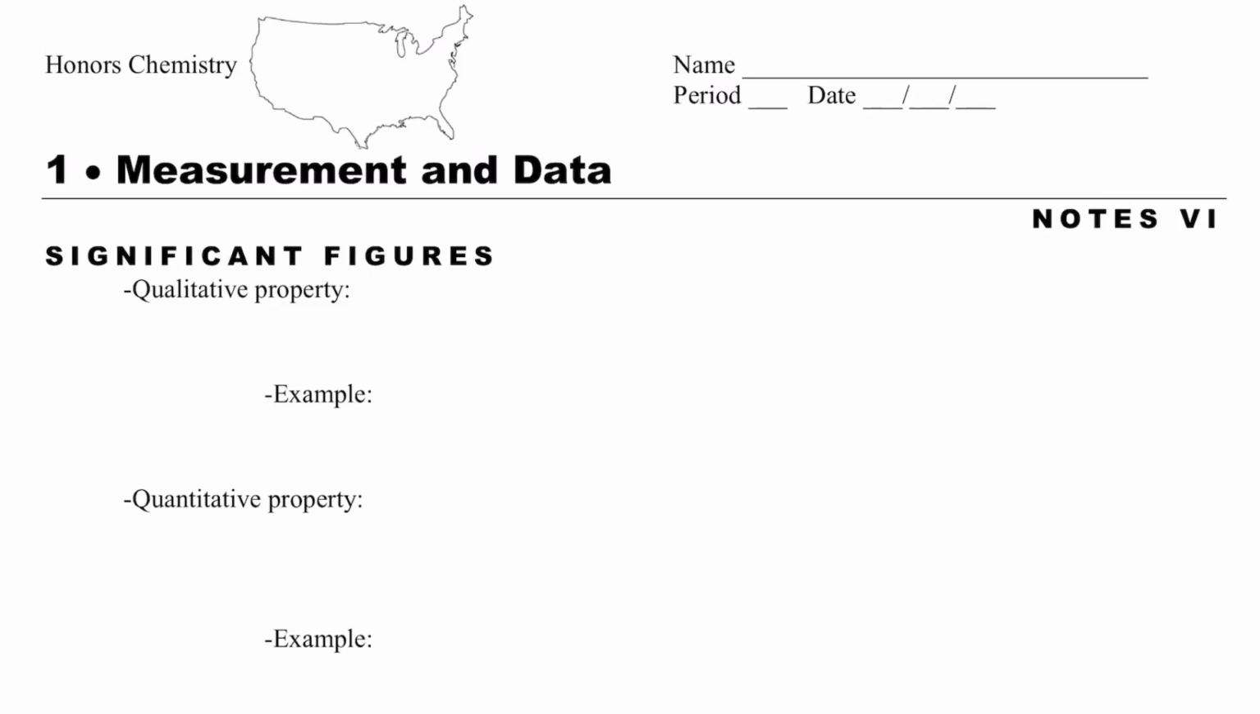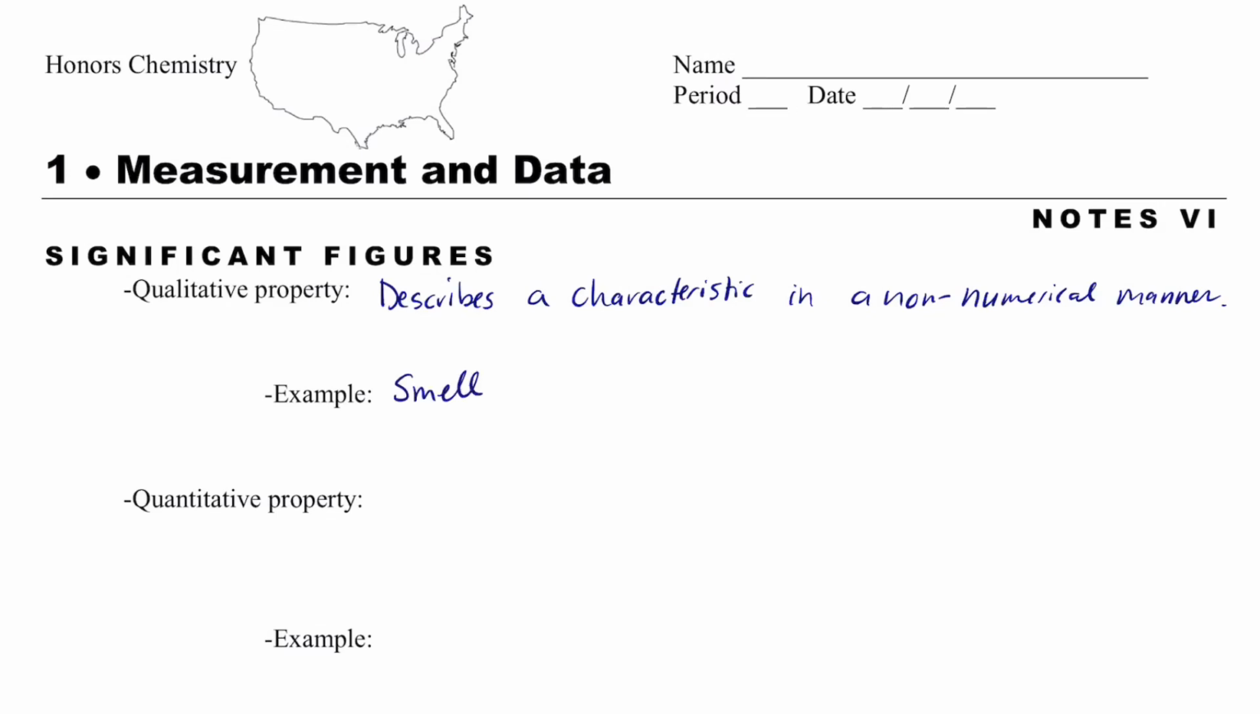A qualitative property describes a characteristic in a non-numerical way, or a non-numerical manner. And there's plenty of different examples of a qualitative property, and one example could be something like smell.